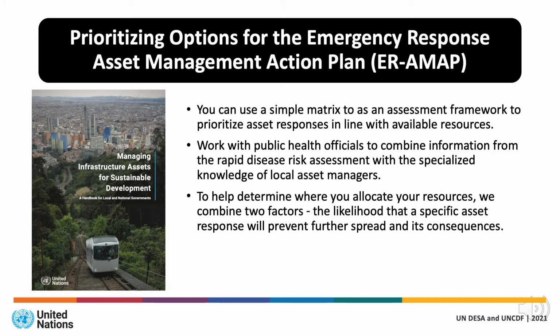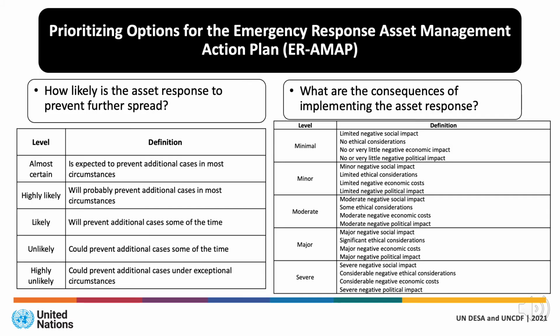To help determine where you allocate your resources, we will combine 2 factors: the likelihood that a specific asset response will prevent further spread and its broad consequences. Here we see responses for our 2 factors. It is important to balance the consideration of how likely the response will prevent further spread with the consideration of the consequences of implementing the asset response measure. We want to consider the consequences along 4 dimensions: social, ethical, economic, and political.